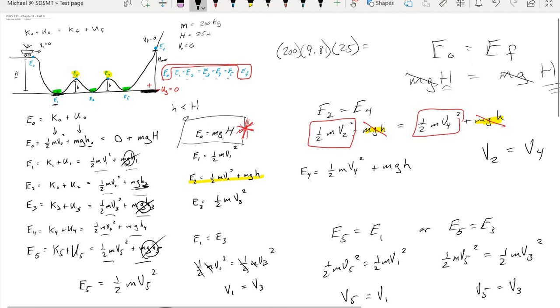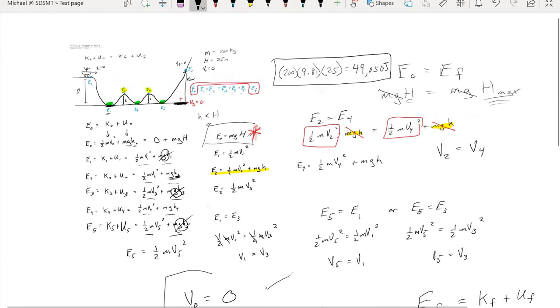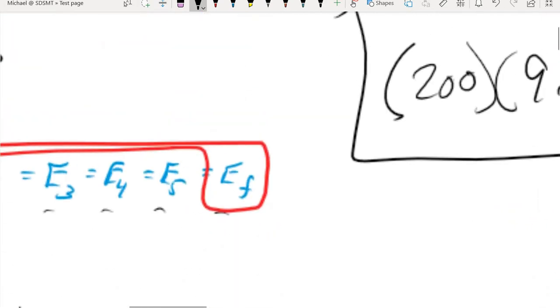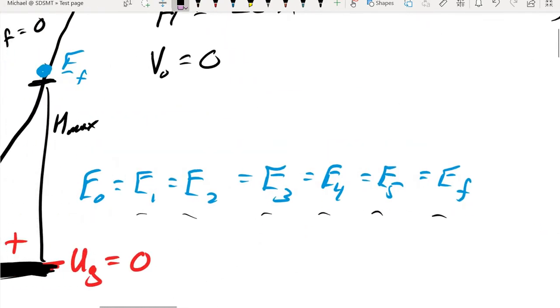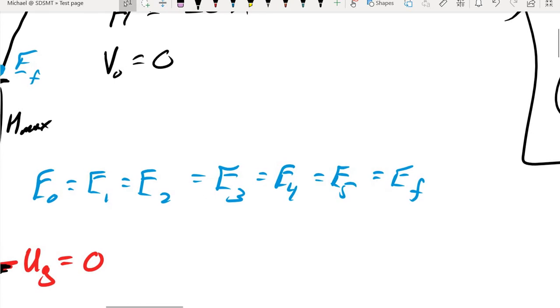Grab our calculator, plug that in, get an answer. 200 times 9.8 times 25 is 49,050 joules. That is how much energy is in the system. So every one of these energy terms, E0, E1, E2, E3, E4, E5, E final, these all equal 49,050 joules.